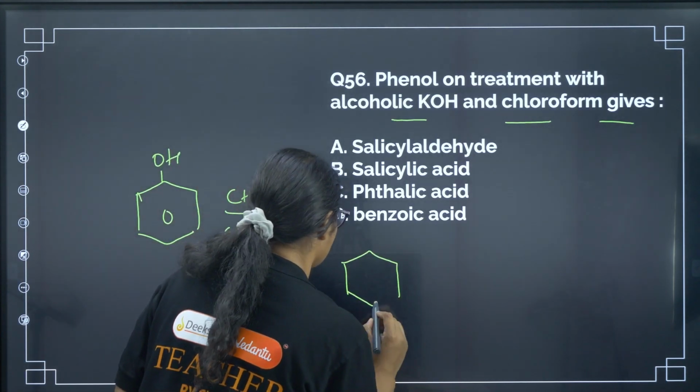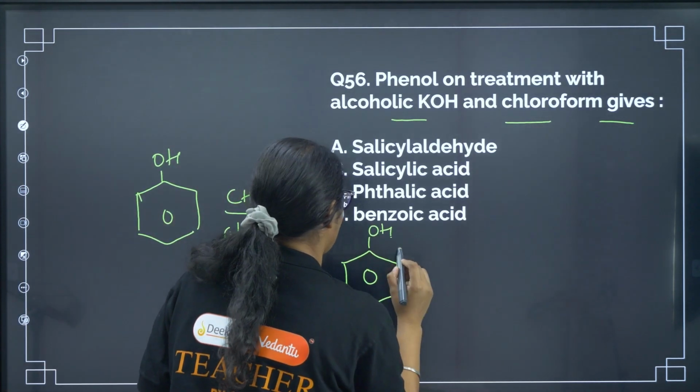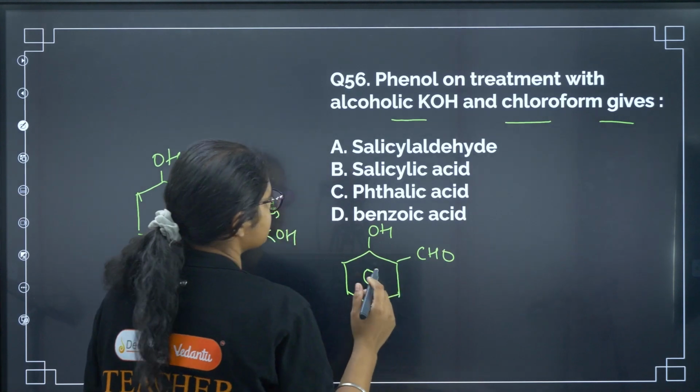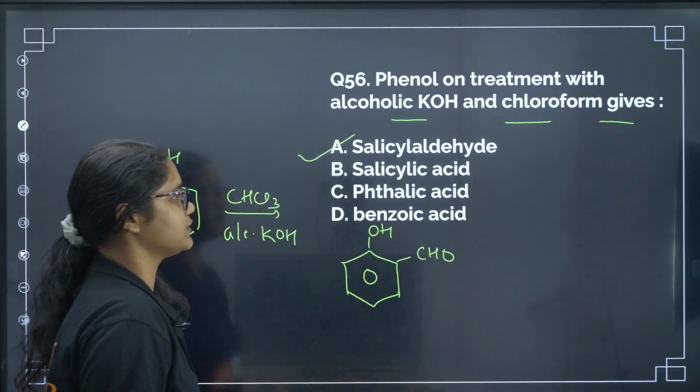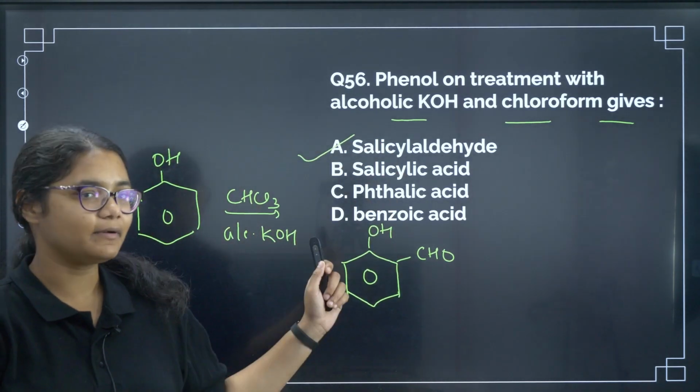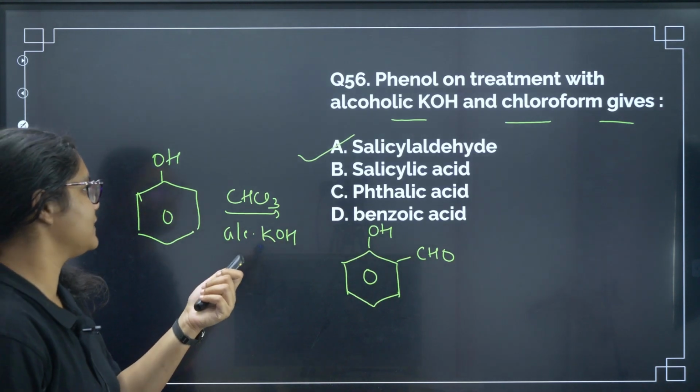So this is there, OH and then CHO we will get. So this is salicylaldehyde. So the correct answer for this question is option number A. Please comment down the name reaction for this in the comment section.